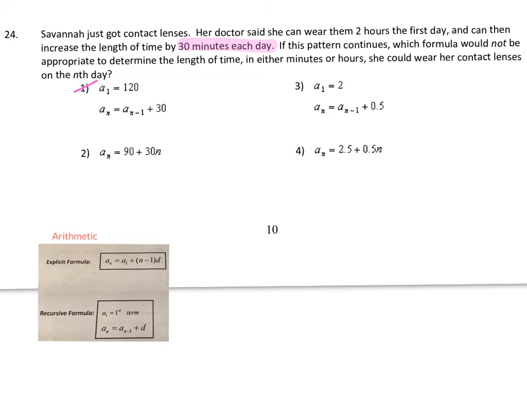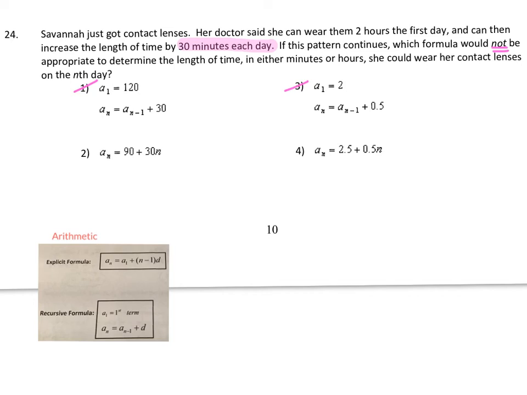We want to know which would not be appropriate. Okay, so then choice 3. Choice 3, it looks like they're using the recursive formula that we have down here, but in terms of hours, right? Because a sub 1, the first day, she can wear them for 2 hours. Now, a sub n would be equal to the previous term plus, if she can increase the length by 30 minutes each day, wouldn't that just be a half an hour, right? So plus 1/2. So that works out. That looks good. So choice 3 is not going to be our answer. We're looking for which one does not work.